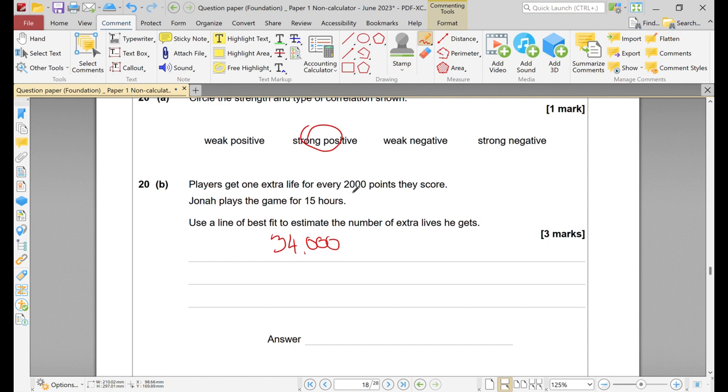And then he gets an extra life for every 2,000 he scores. Well, how many lots of 2,000 did he score? He's got 17. So the answer is 17.